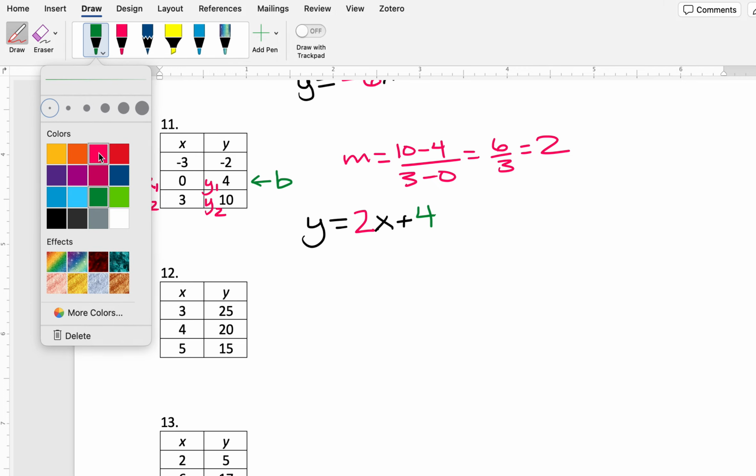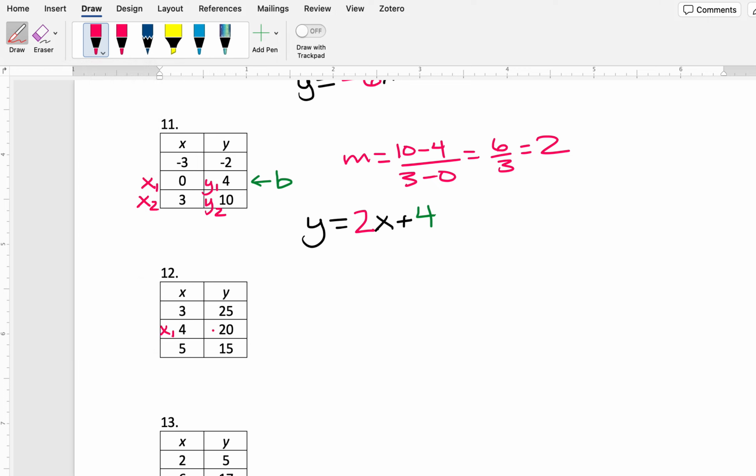Again, we could also use the slope formula. I will demonstrate that as well. So if we have x1, y1, x2, y2, when we use the slope formula, we have 15 minus 20 over 5 minus 4, which is -5.